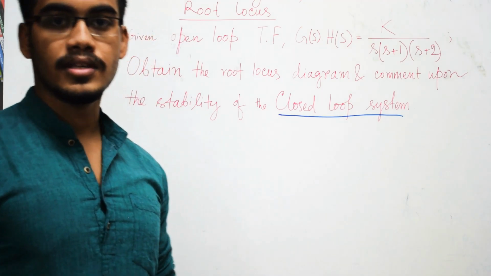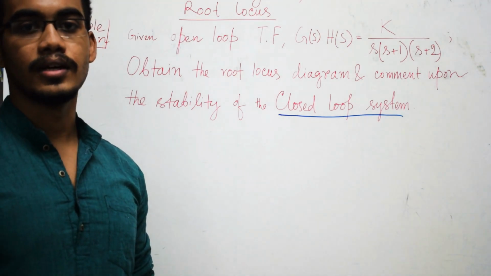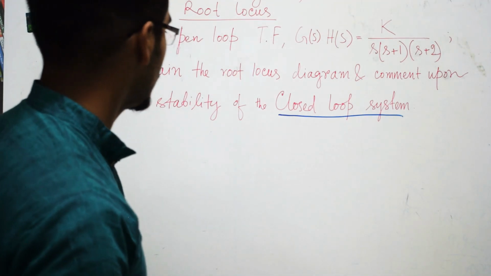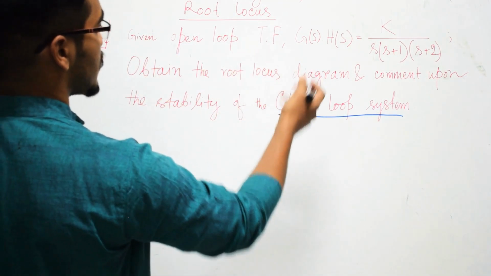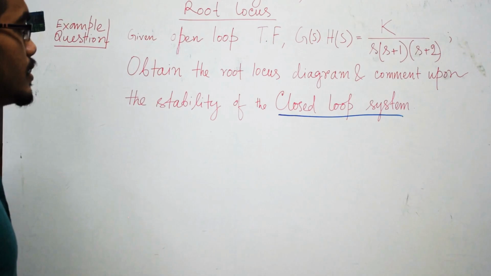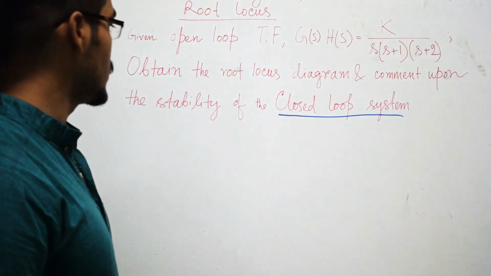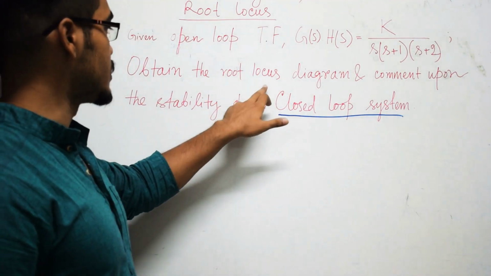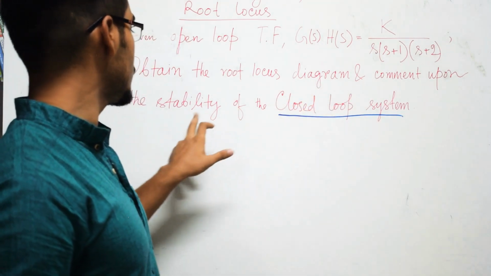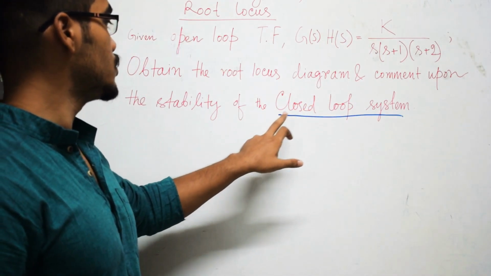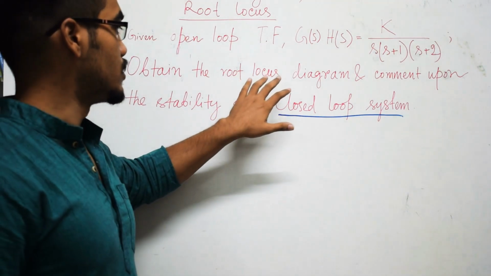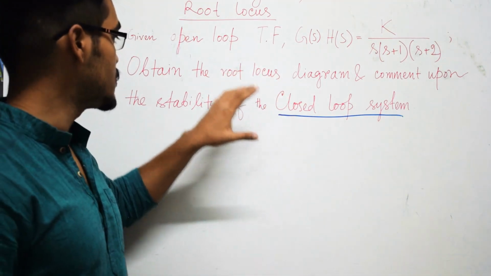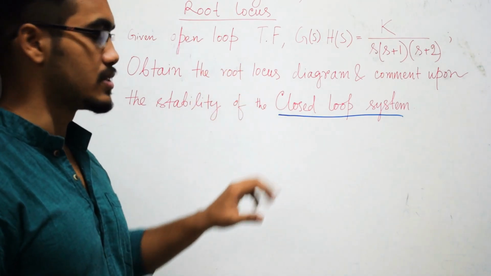As I have said previously, we are going to have an example problem. I have taken the question: given an open loop transfer function K by s into (s plus 1) into (s plus 2), obtain the root locus diagram and comment upon the stability of the closed loop system. You first have to understand the question, and first draw the root locus diagram.